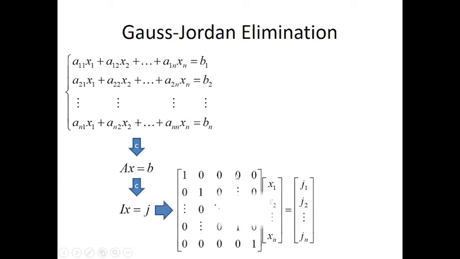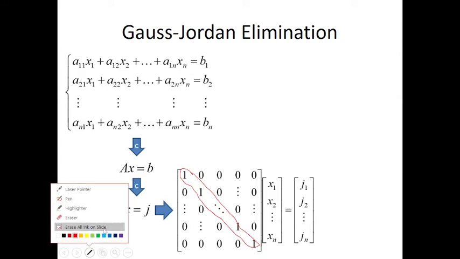So this is the equation. So I is an identity matrix. As you notice here, we have 1, 1, 1, 1, and then above the major diagonal and below it, they are all 0. So this is an identity matrix. Then we have the column vector x and the column vector j.